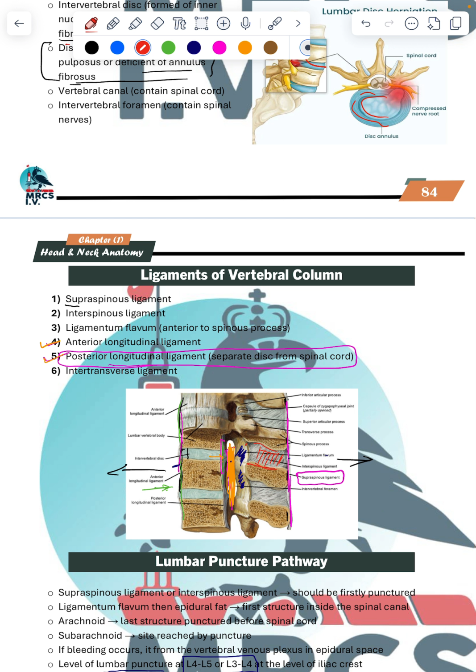If you see the ligaments, supraspinous. These are the spinous tips, connected to each other by the supraspinous ligament. Then this is the interspinous, then the ligamentum flavum. The anterior longitudinal ligament, the posterior longitudinal ligament. Then in between the anterior and posterior longitudinal ligaments, the yellowish color is the spinal cord. So there are intertransverse ligaments. These are the intertransverse ligaments.